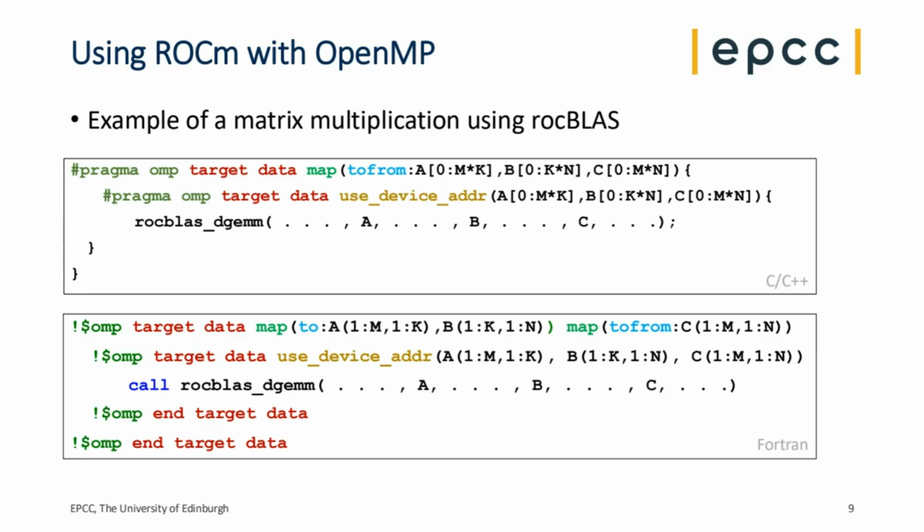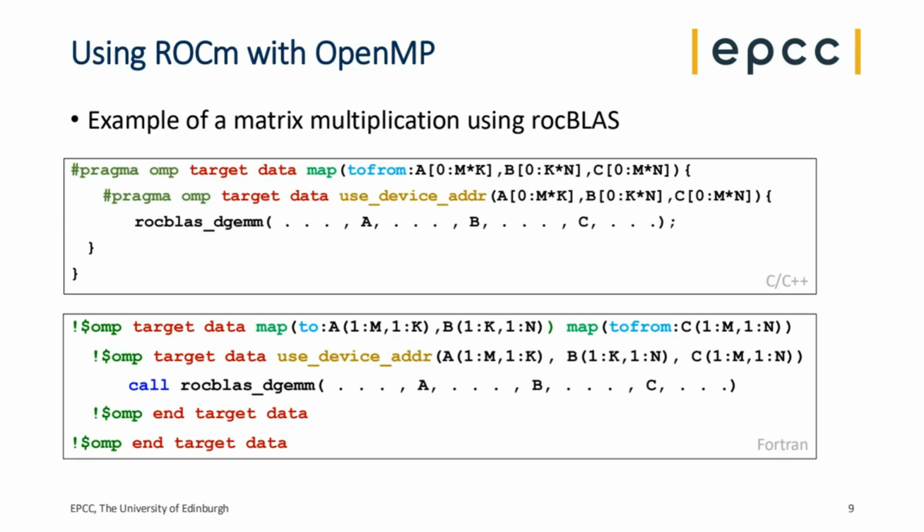There's a Fortran example of this doing exactly the same thing, and it's a little bit clearer about the descriptors that are associated with each of the mappings of the array. So you can see the C has the from prefix. So the result is coming back in the C array.